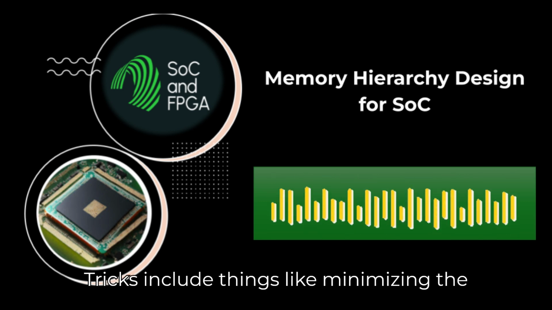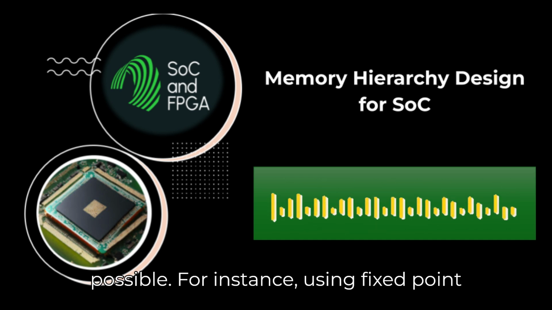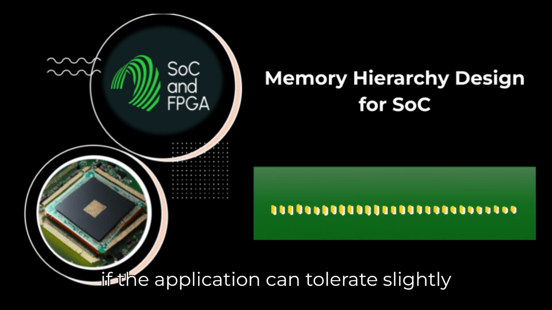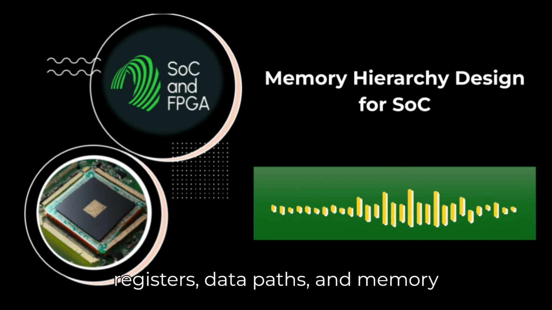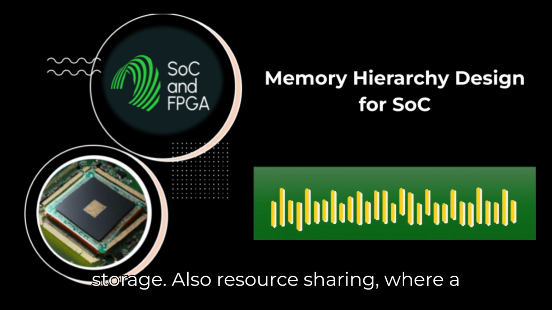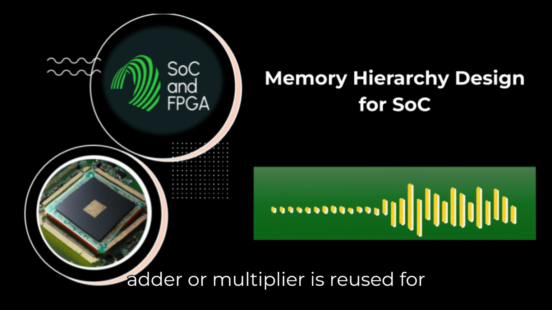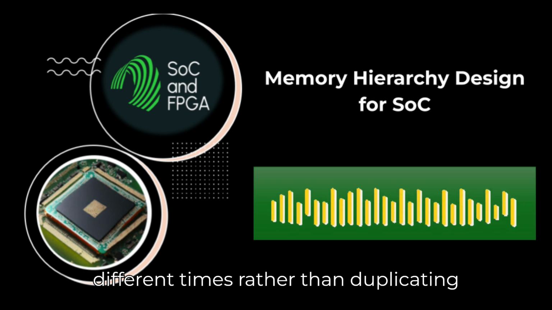They do. Tricks include things like minimizing the number of bits used for data where possible. For instance, using fixed point arithmetic instead of full floating point if the application can tolerate slightly less precision. This reduces the size of registers, data paths, and memory storage. Also, resource sharing, where a single piece of hardware logic, like an adder or multiplier, is reused for multiple different operations at different times rather than duplicating it.